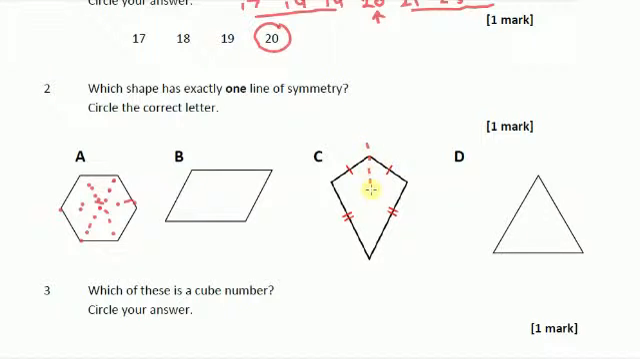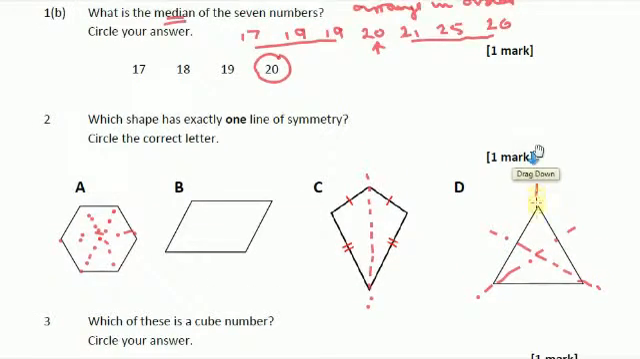C, yes, there's a line of symmetry down the middle there, but that's the only one. There's nothing across because they're different top and bottom. And D is an equilateral triangle, and that has 3 lines of symmetry going like this. So the only one with 1 line of symmetry is shape C.